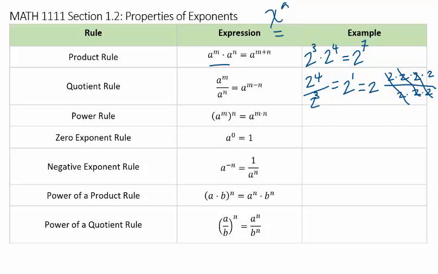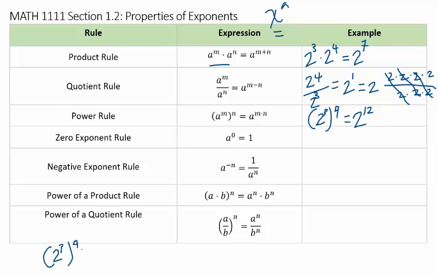So the next one is the power rule, which says if you raise a power to another power, you multiply the exponents together. A to the m to the n is equal to a to the m times n. So 2 to the third to the fourth is equal to 2 to the 3 times 4, or 2 to the 12th.